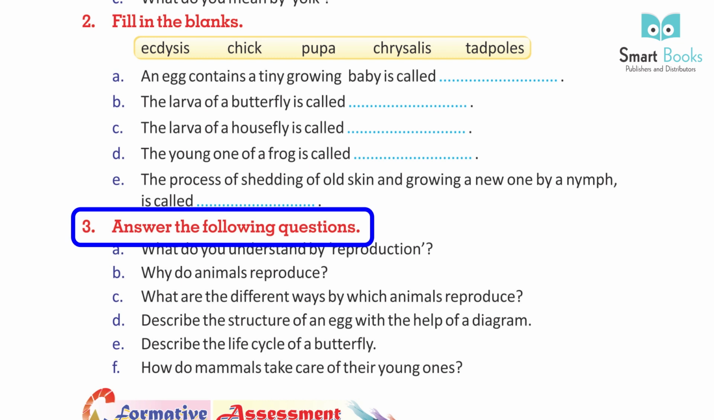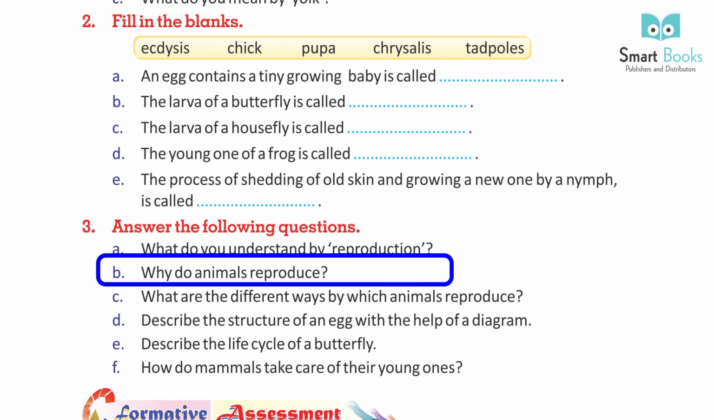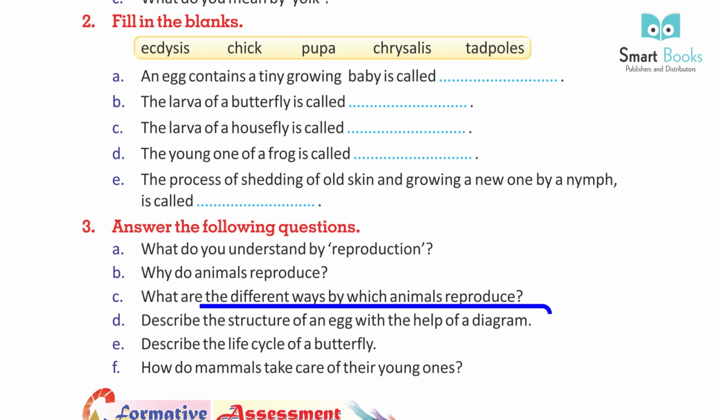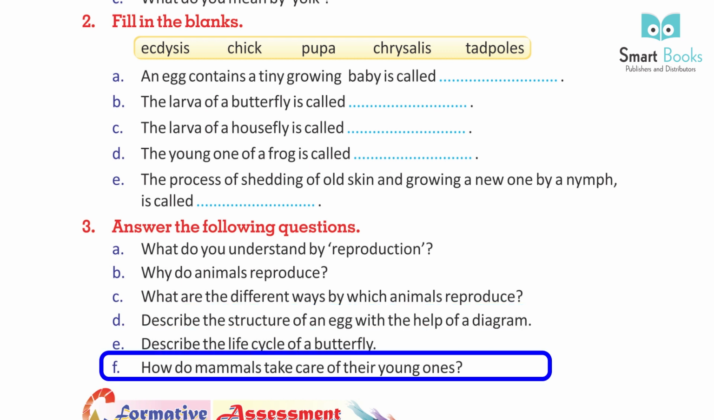3. Answer the following questions. A. What do you understand by reproduction? B. Why do animals reproduce? C. What are the different ways by which animals reproduce? D. Describe the structure of an egg with the help of a diagram. E. Describe the life cycle of a butterfly. F. How do mammals take care of their young ones?